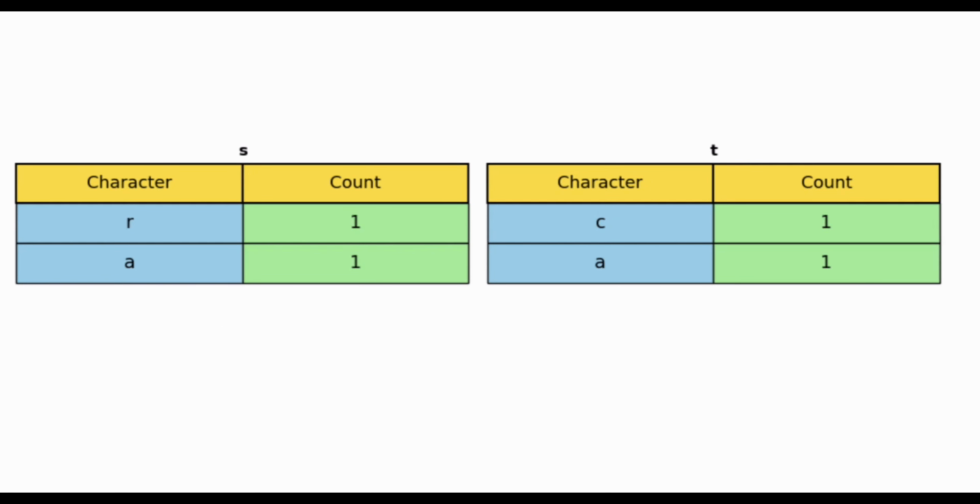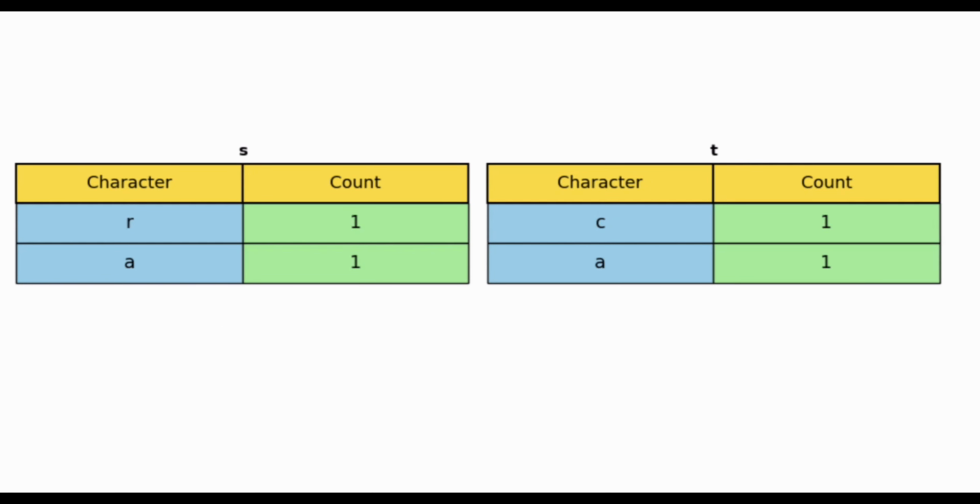Okay, so let's check here. We have 1 R here, 1 R here, we check it. We have 1 A here and 1 A here. We have 1 T here, and we don't have any T here, so this is not true. And for this we should return false.